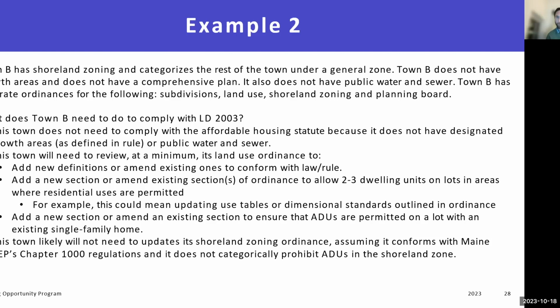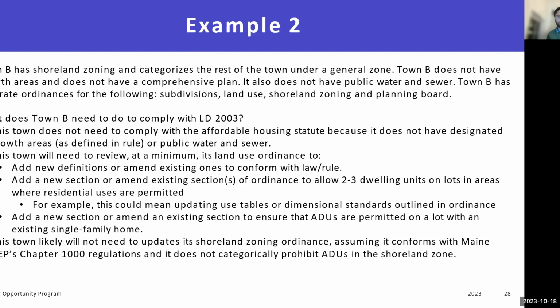So in order to comply with LD 2003, that town does not have to meet the first bucket, the affordable housing bucket, because they don't have a designated growth area or public water and sewer. They would want to review any of their land use provisions and make sure that their ordinances meet state statute. And they may need to update or amend their existing ordinance to ensure that any area that has residential uses allows 2 to 3 dwelling units on a lot.